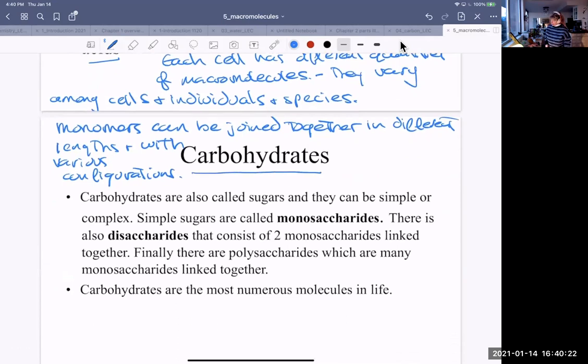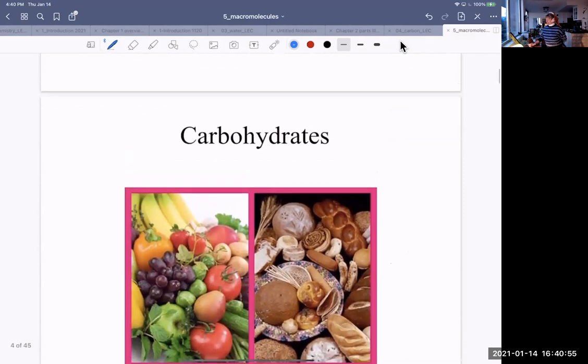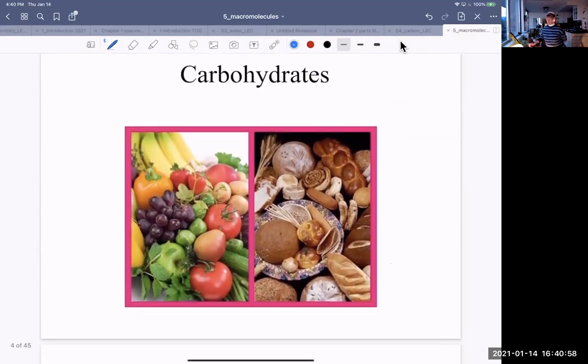Carbohydrates. Carbohydrates are also called sugars, colloquially. They can be simple or complex. The simple ones are known as monosaccharides. There are also disaccharides. They consist of two monosaccharides linked together, and there are polysaccharides, which are many monosaccharides linked together. And they are the most numerous molecules of life. Let's take a look at some. Ooh, delicious. Loads of carbohydrates in your foods.